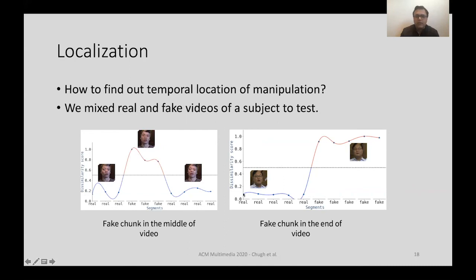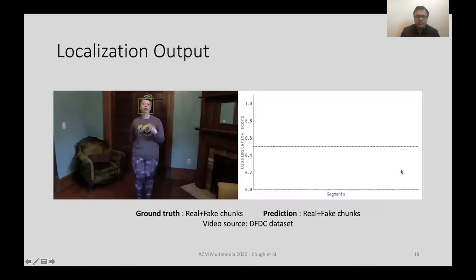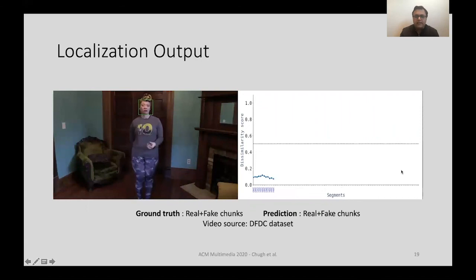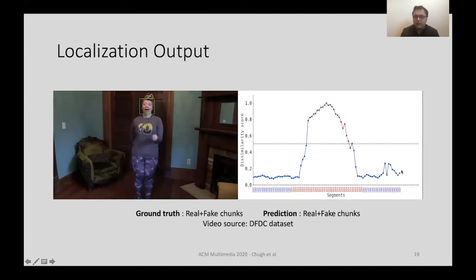And similarly, in this case, when the first half of the video is real and the later half is fake, we see that the dissimilarity score is high in the case of the manipulated video. So let's see how this score is calculated at a segment level for another video in the DFDC dataset. As we are analyzing at segment level, we see that the score jumps up when we see a fake video clip which is inserted in a real video clip.